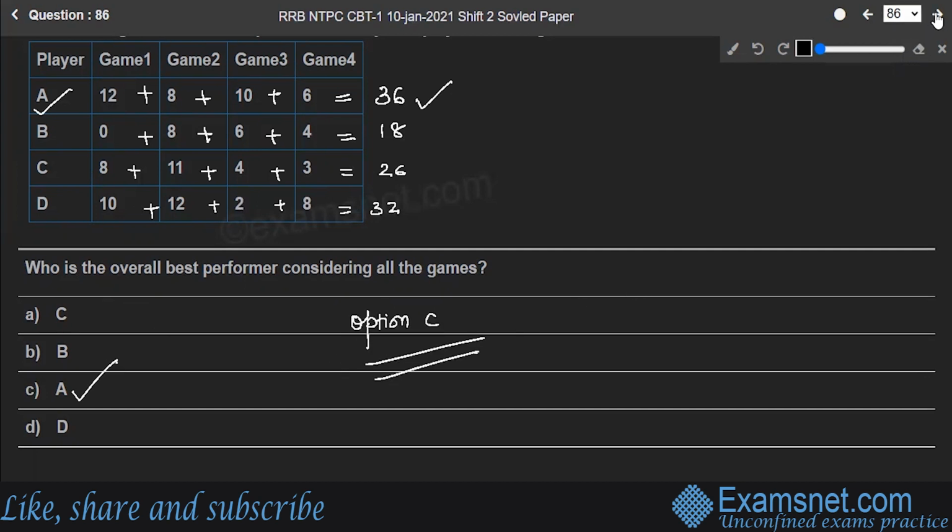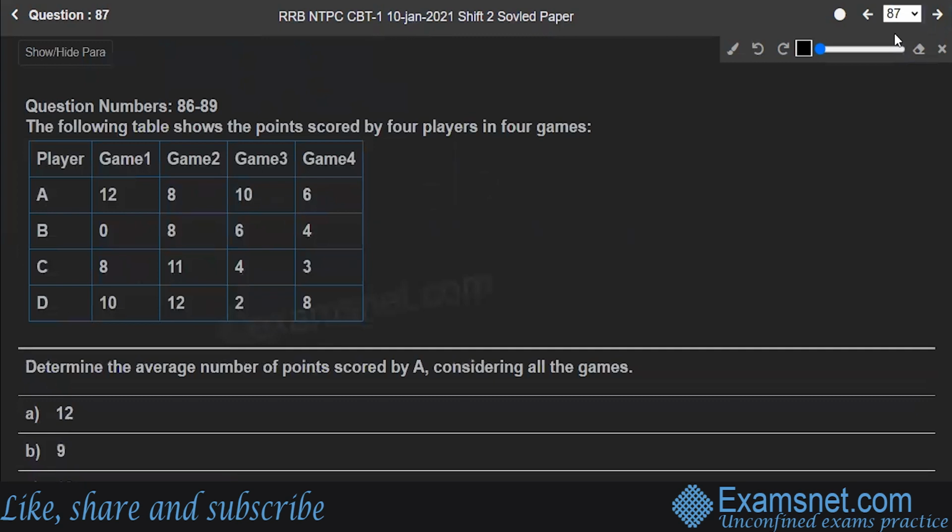Hope you understood this. Next is question number 87. Again, the same thing. Now you have to determine the average number of points scored by A considering all the games. So, you know the formula for average. It's a very easy question. Like I can say, these are the marks which you will get for free, in fact.